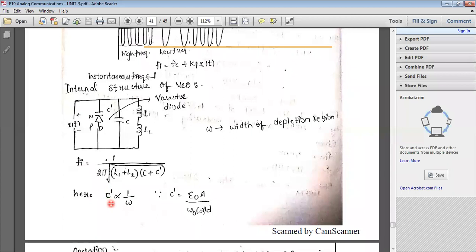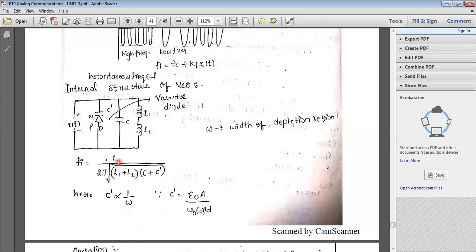Already you know C dash. The generated capacitance C dash is equal to, what is the capacitance formula? Epsilon naught A by D. What is epsilon naught? Permittivity, and A is the area of the plates, and D is the distance between the plates. So according to this, the capacitance value is inversely proportional to the distance between the plates.